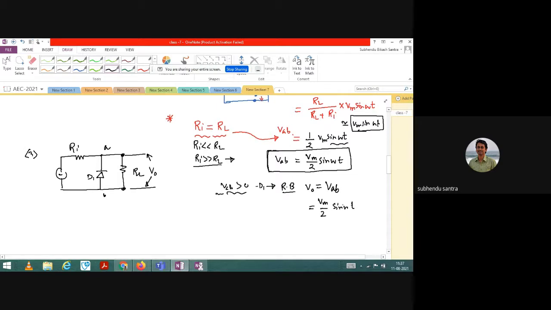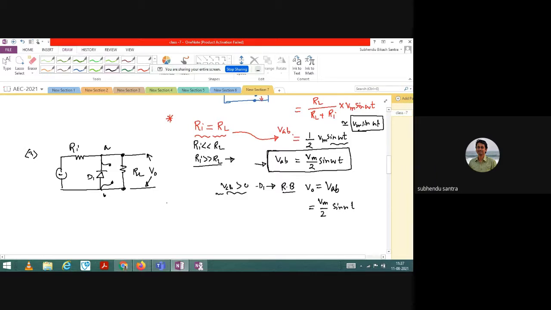Understood? So that's why I did the second step. So don't say it is less or it is more. Just exactly calculate what the voltage is. So this is the exact voltage. If it is reverse bias condition, it basically means open circuit. And directly I can say VAB is equal to V0. So it is Vm by 2 sin omega t.